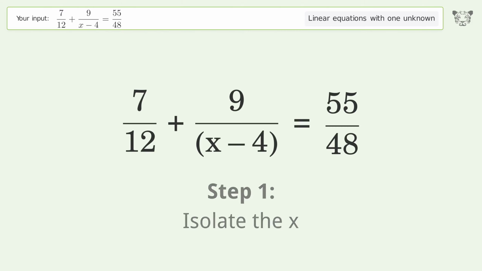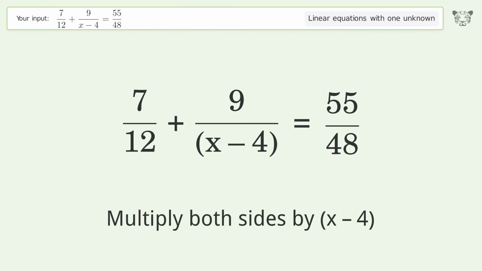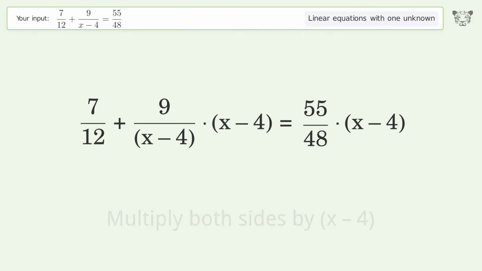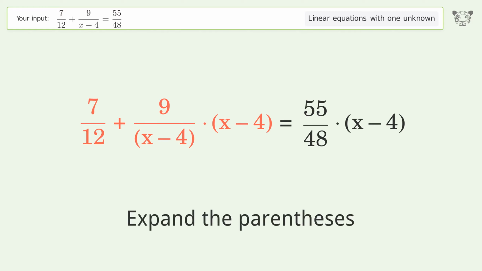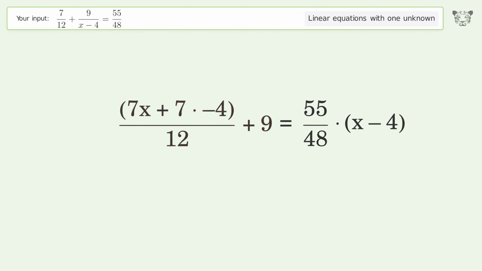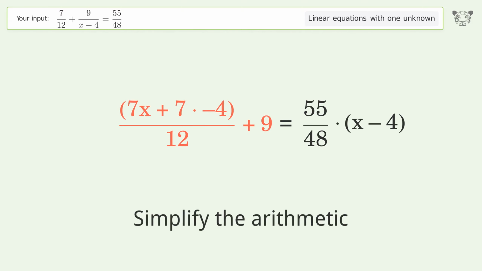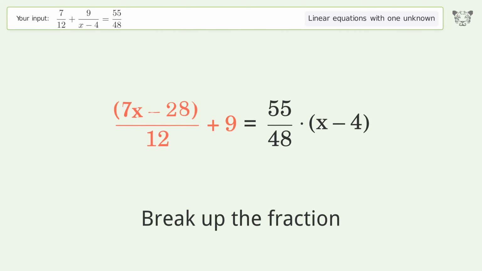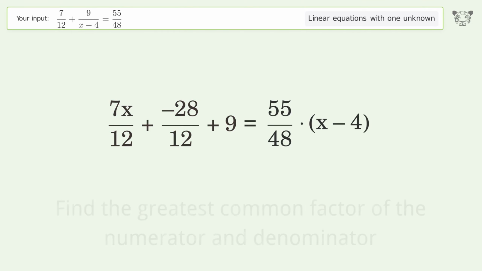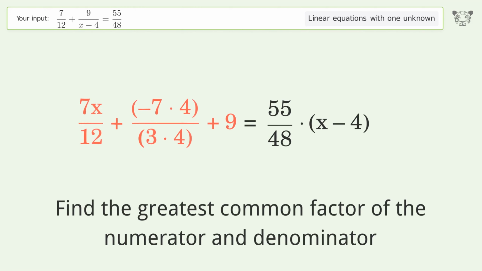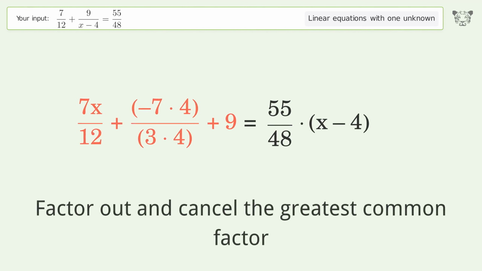Isolate the x. Multiply both sides by x negative 4. Expand the parentheses. Simplify the arithmetic. Break up the fraction. Find the greatest common factor of the numerator and denominator. Factor out and cancel the greatest common factor.